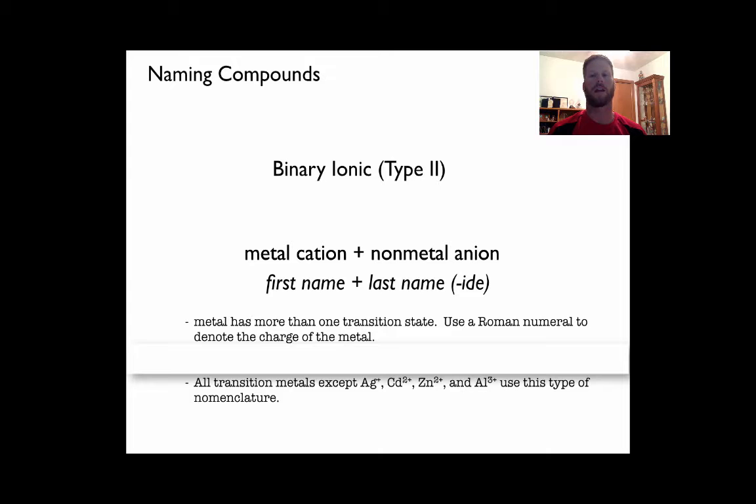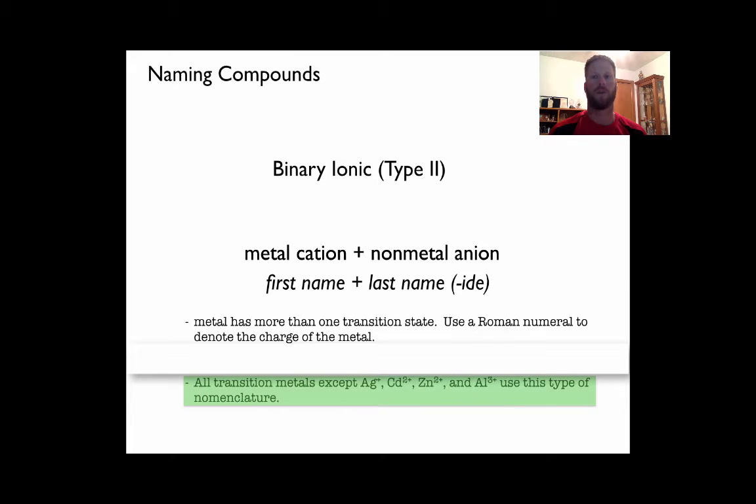The harder ionic compounds form when a transition metal cation bonds with a nonmetal anion. Transition metals are located in the D block of the periodic table, and most of them have more than one transition state, or possible charge on their ion. The noted exceptions are listed here.